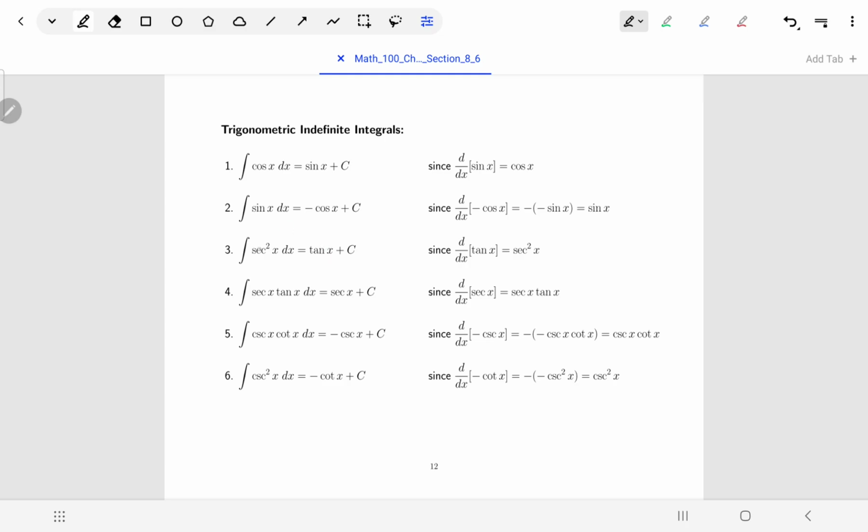The derivative of tangent is secant squared. The derivative of secant is secant times tangent. The derivative of negative cosecant would be positive cosecant cotangent. And the derivative of negative cotangent would be positive cosecant squared.